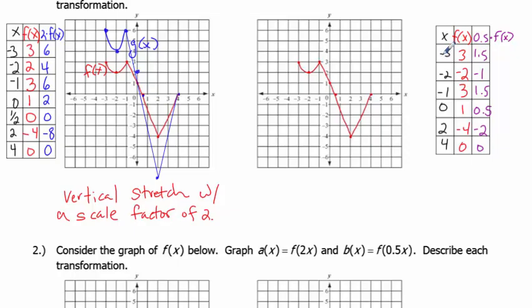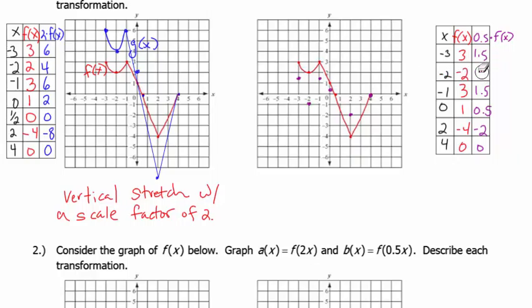Now I have ordered pairs of negative 3 comma 1.5. So negative 3 and then 1.5 right here. Negative 2 and negative 1. Let's see, negative 1 and 1.5. 0 and 0.5. 2, negative 2. And 4, 0.